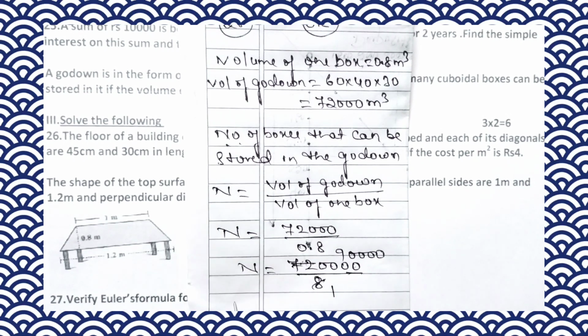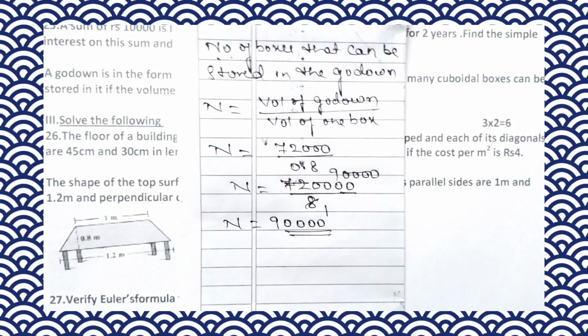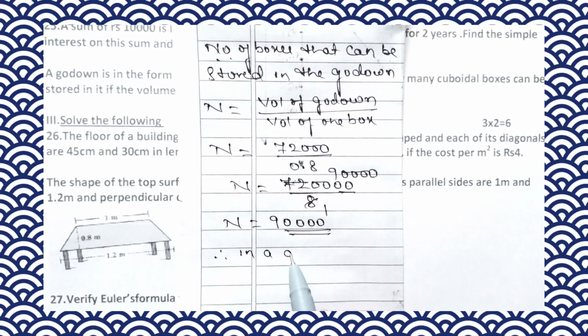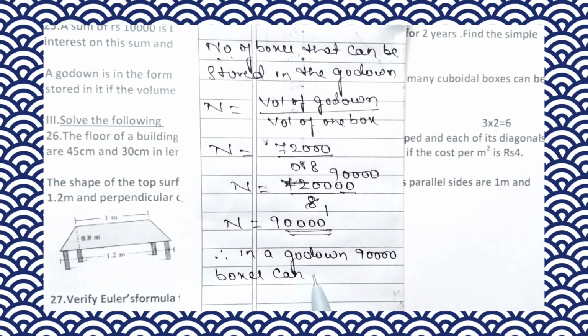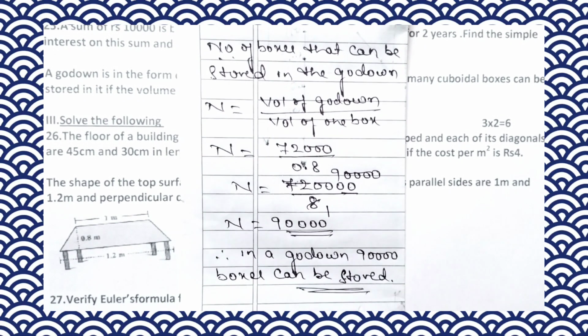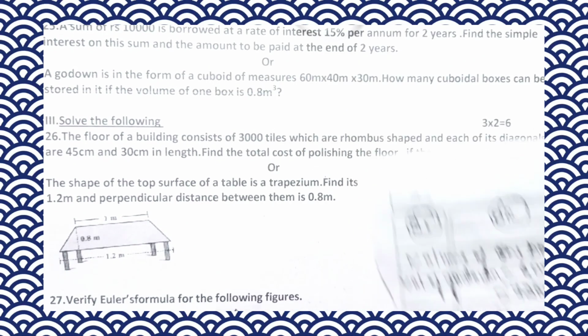So how many boxes can be stored there? 90,000 boxes can be stored. How many boxes? 90,000 boxes. Therefore, in a godown 90,000 boxes can be stored. So like this we have to answer for this question. Now let us move to the next question.